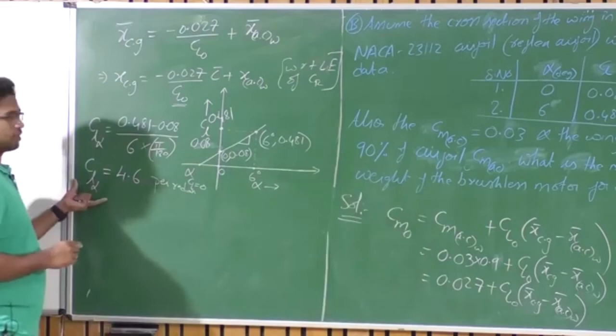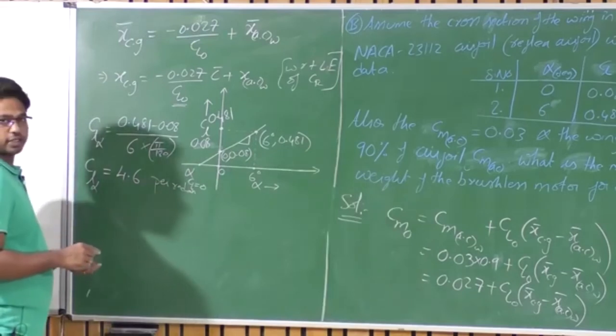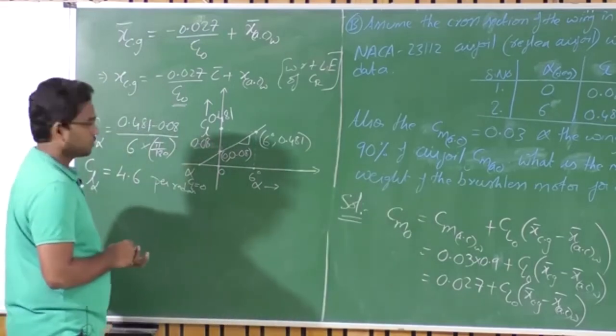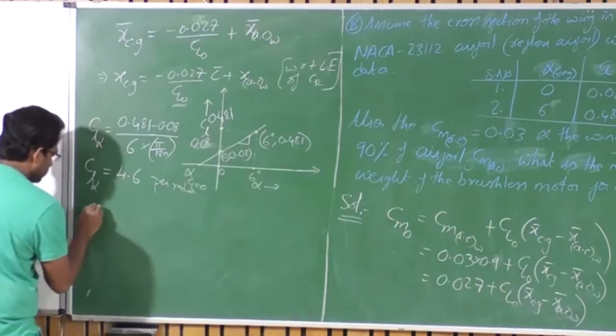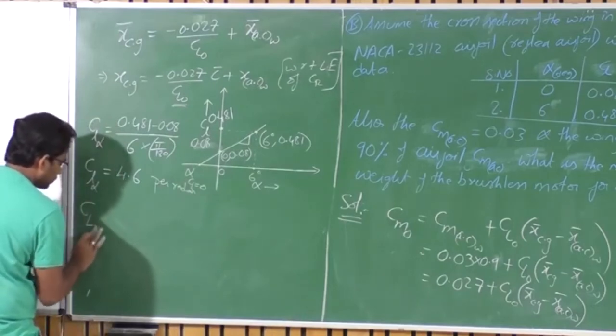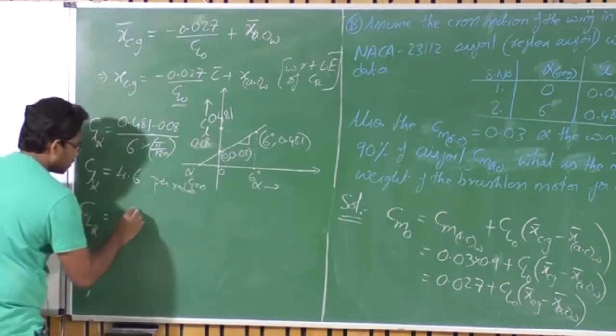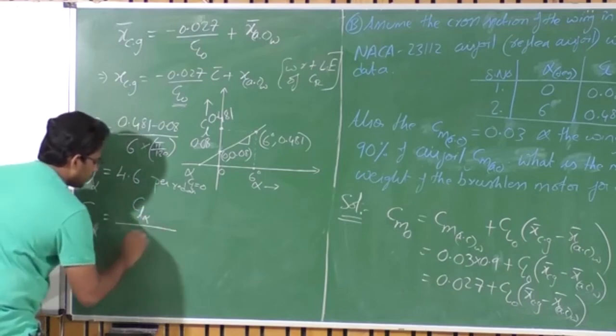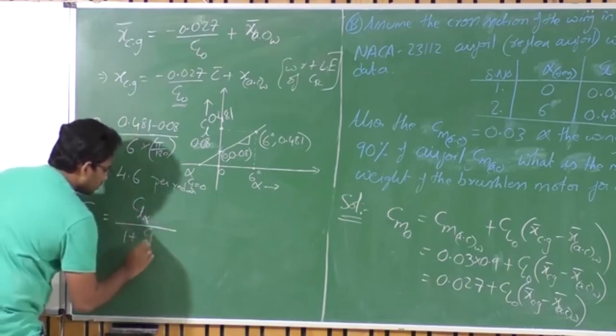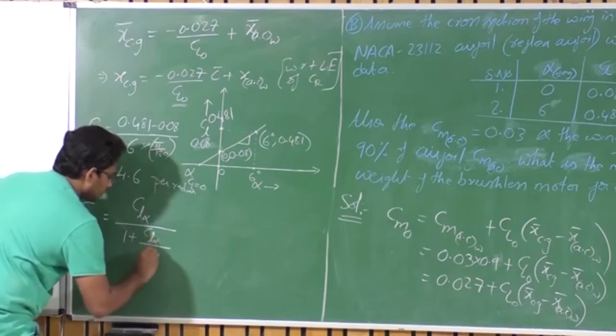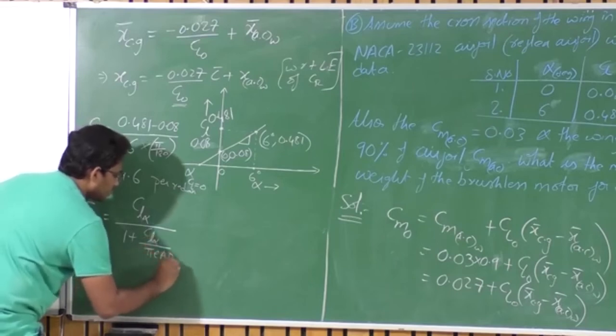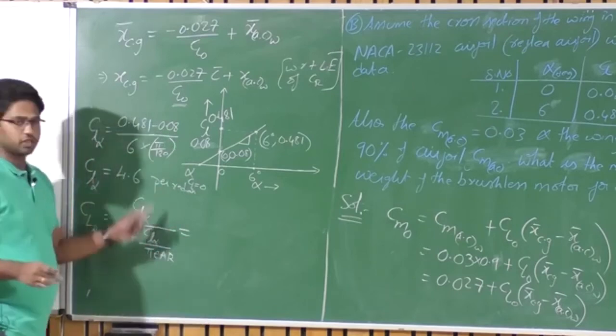Now I have 2D CL alpha. I'll be able to find out 3D CL alpha, am I correct or not? So how can I do that? 3D CL alpha is equal to CL alpha 2D upon 1 plus CL alpha 2D over pi AR. So Ostwald's efficiency was given earlier.